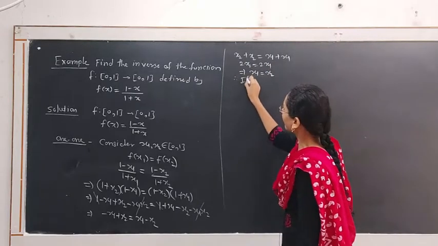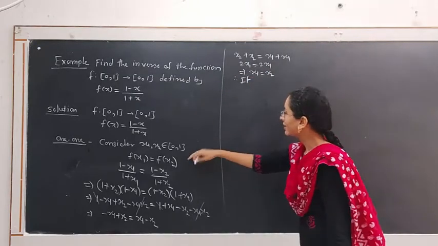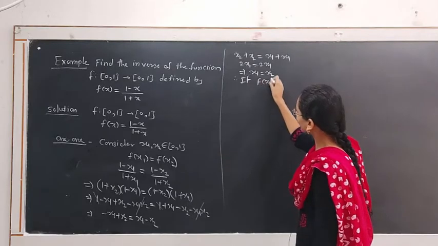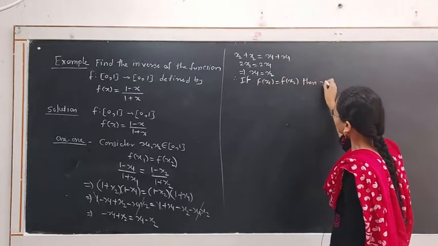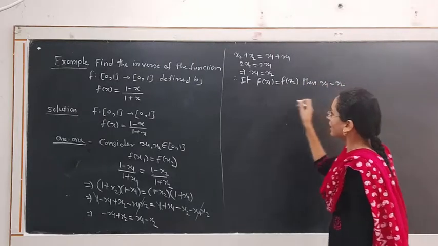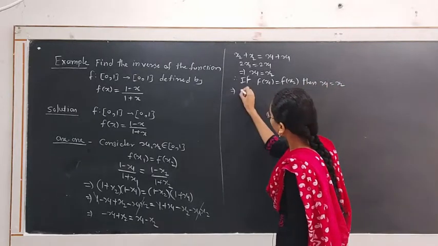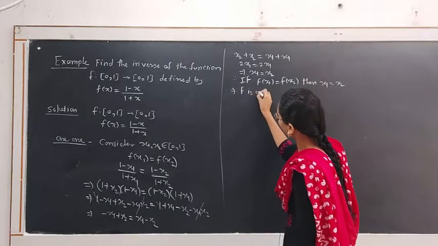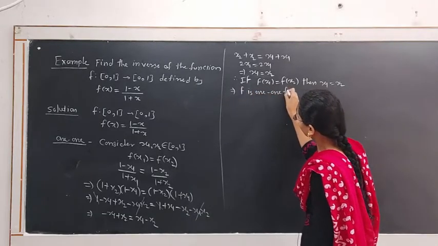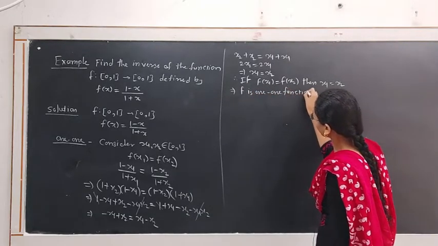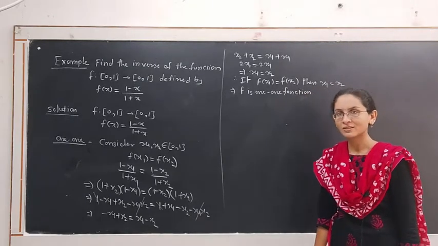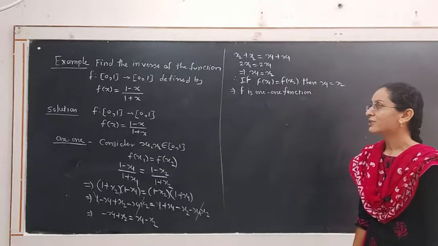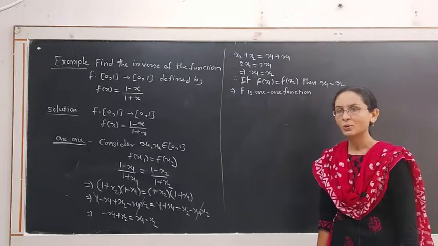Therefore, if we consider f of x1 is equal to f of x2, then x1 is equal to x2, which implies f is a one-one function. This one-one function is also called an injective function. Here f is a one-one function. Now we check whether it is onto.